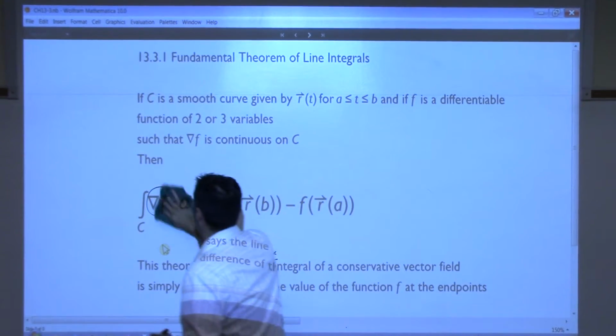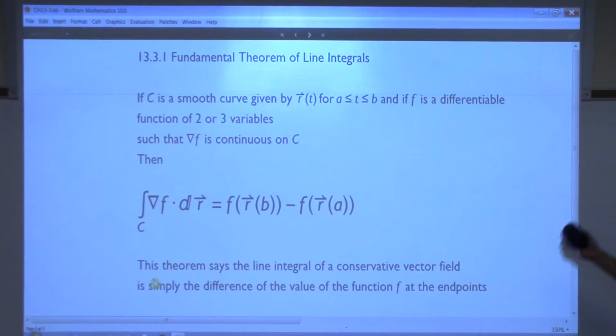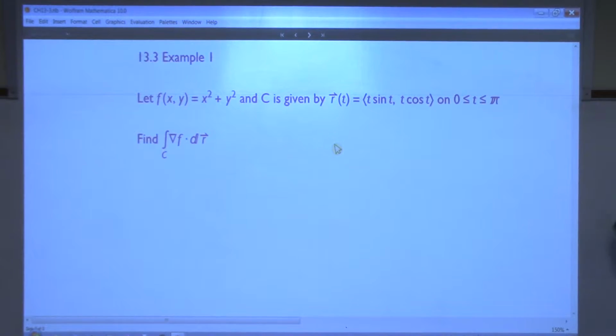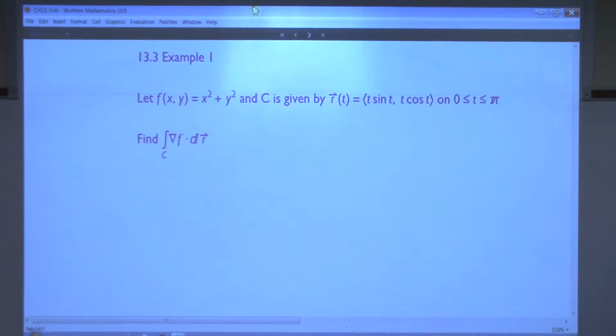So naturally, the question becomes, how can you tell if a vector field that you're given is conservative? Well, let's just work one out first. Let's say we're given the scalar function f of x, y is x squared plus y squared. C is given by the vector curve there. Find this.